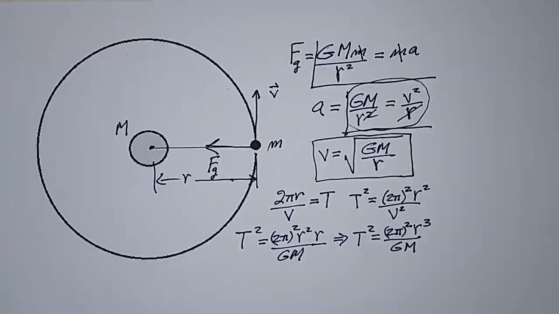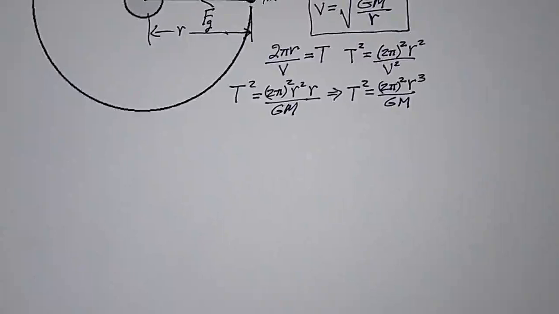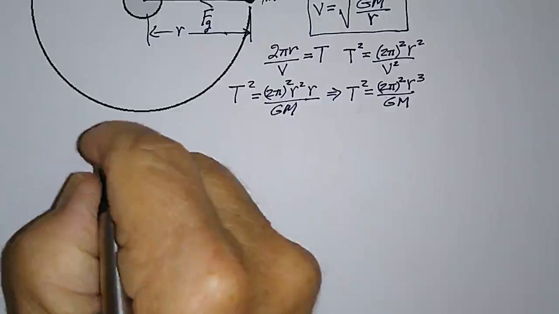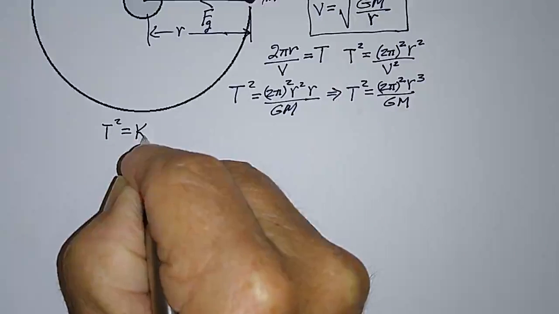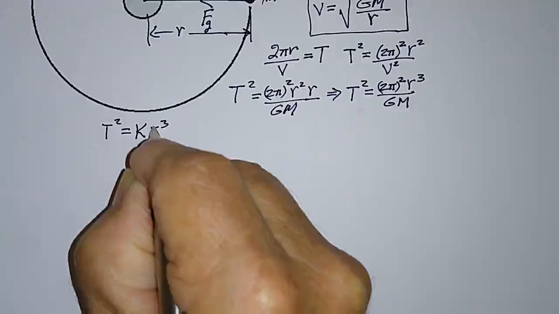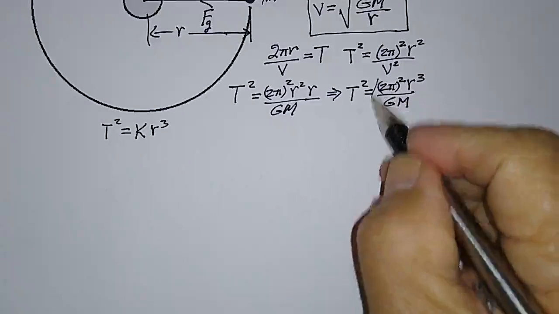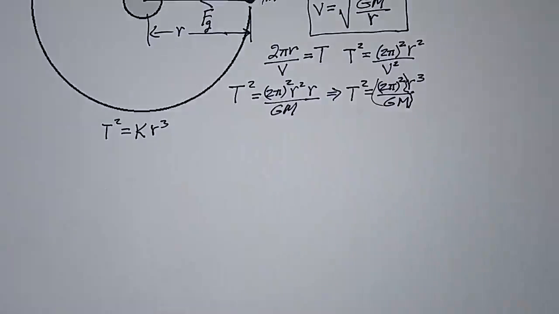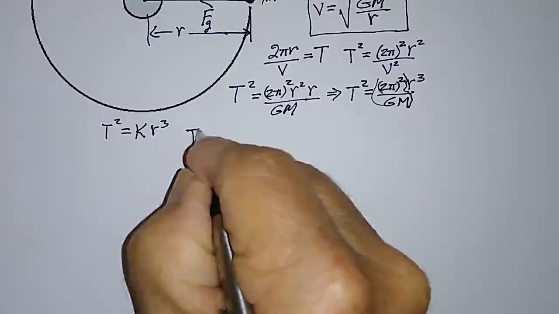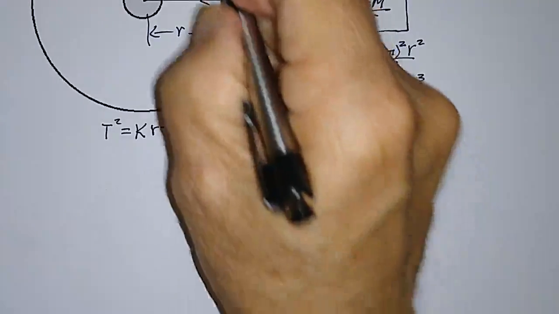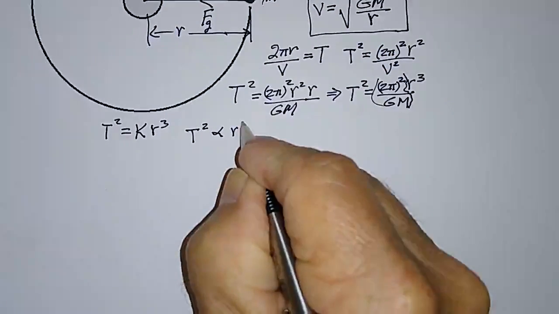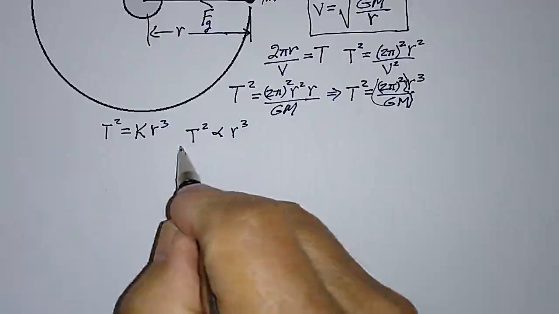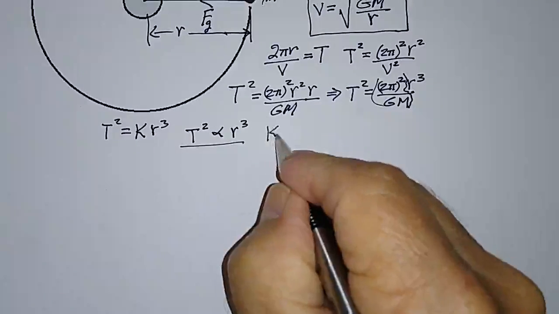I can also write that as t squared is equal to k times r cubed, where k is just this stuff right here, this constant. In other words, the square of the period, being how long it takes to go around, is directly proportional to the cube of the radius. And this is Kepler's third law.